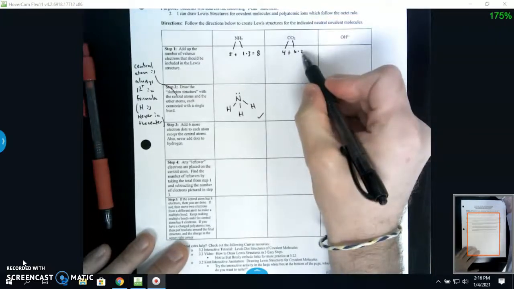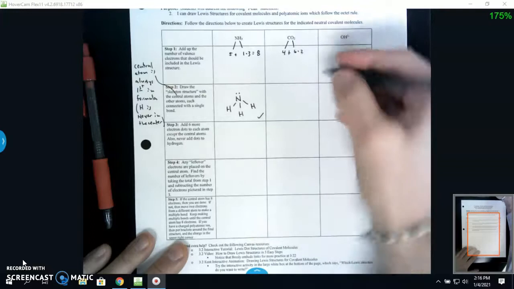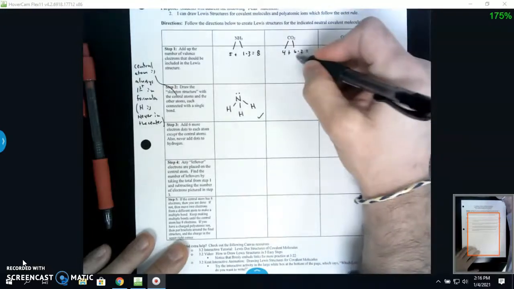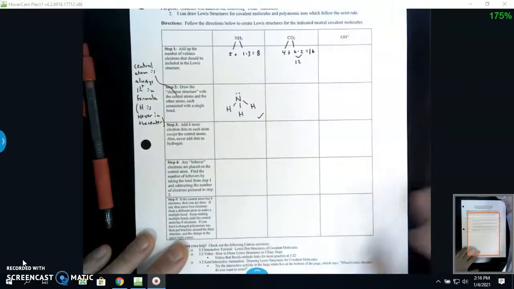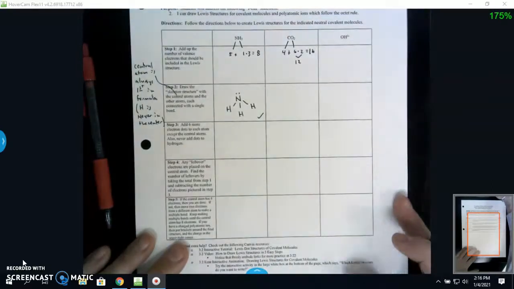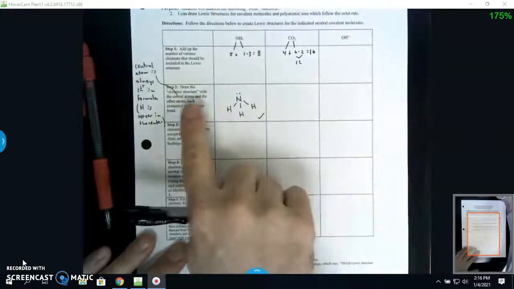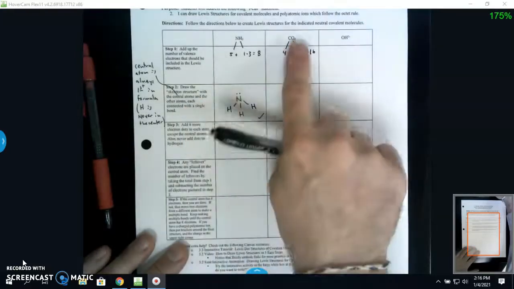You've got to remember that we have 2 oxygens in carbon dioxide. For this reason, it's 4 plus 12, which is 16 total electrons in our final structure. That's step number 1. Step number 2, skeleton structure.